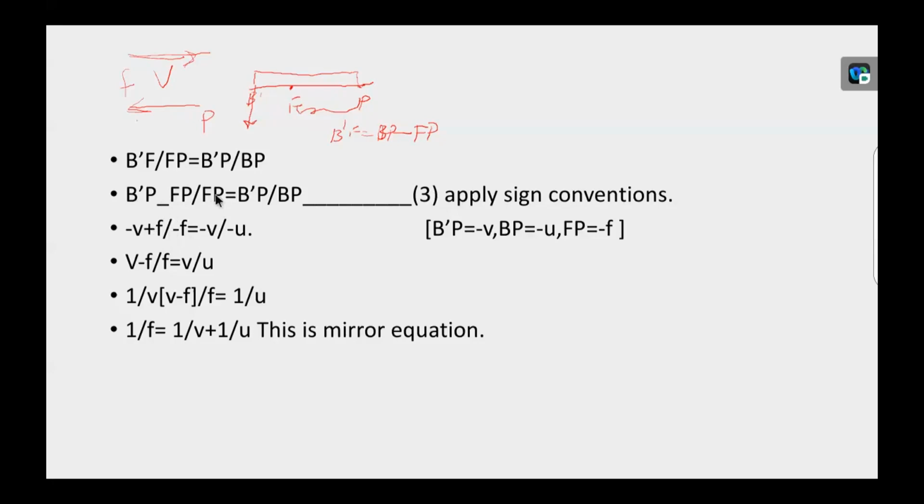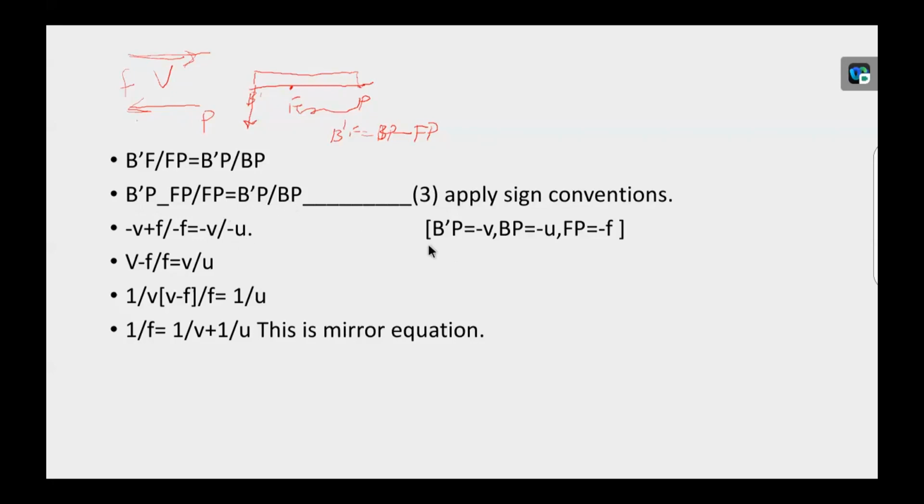That means on the LHS side, all the terms are replaced by object distance, image distance and focal length. Wherever FP is there, we have substituted minus F. Wherever B dash P is there, we have substituted minus V. On the RHS side, B dash P is the image distance, that's why we have substituted minus V. BP is the object distance, that's why we have substituted minus U.